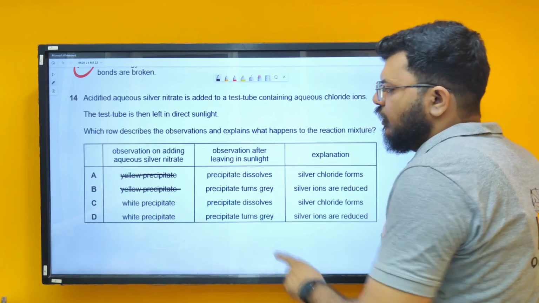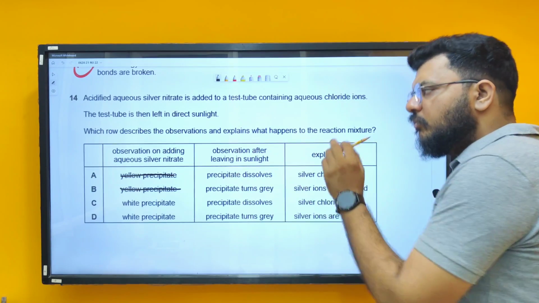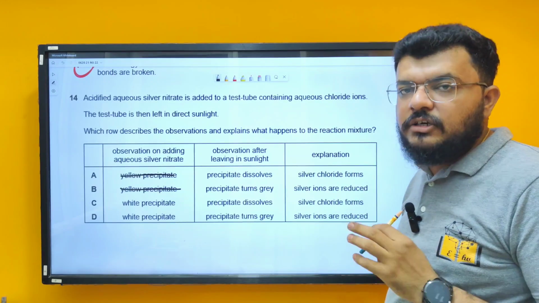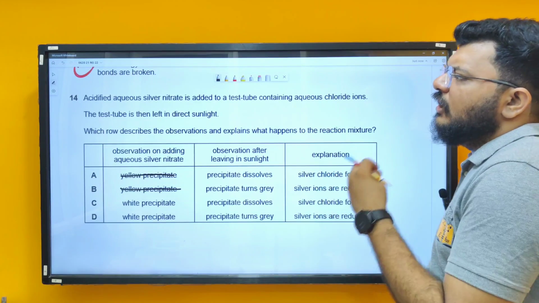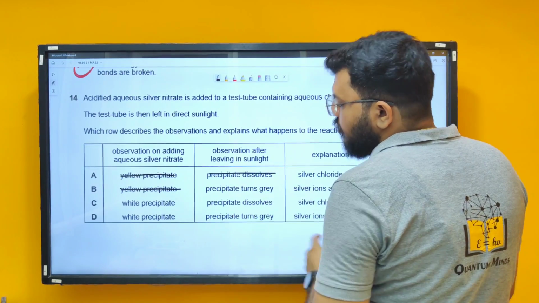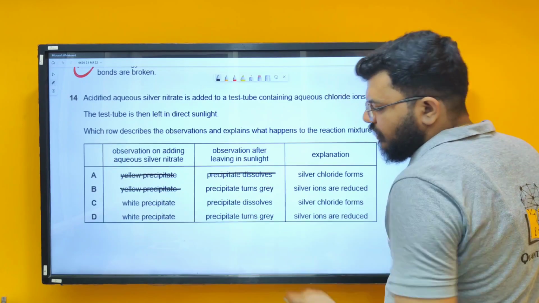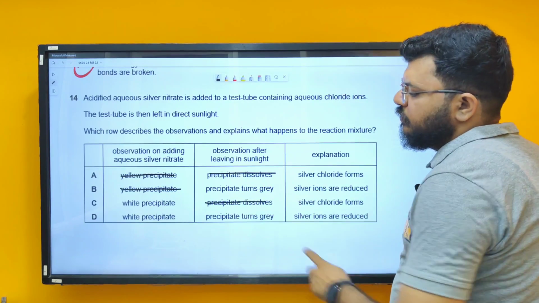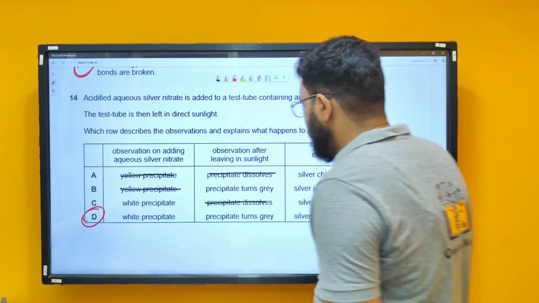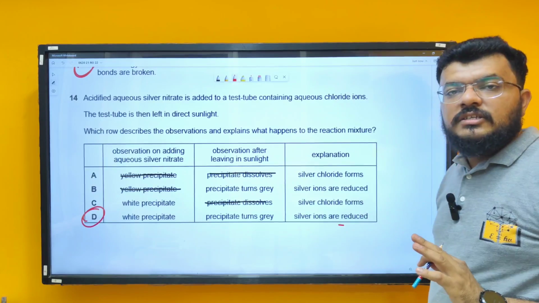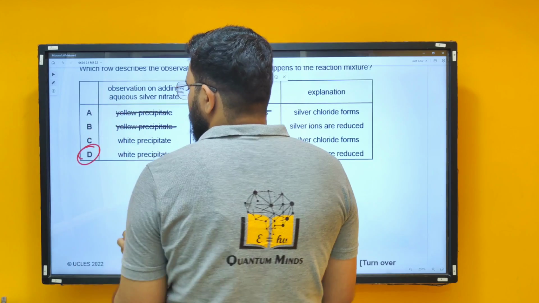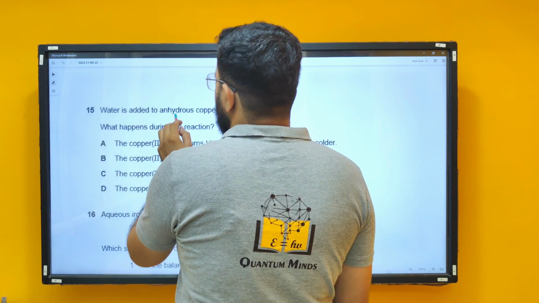Okay, so white precipitate. Observation after leaving in sunlight: because silver gets reduced, you have a silver-colored or gray-colored precipitate forming. So precipitate dissolves, no. Precipitate turns gray, yes, but B is already cancelled. So yes, D is your correct answer, and it also explains that silver ions are reduced. So D is your correct answer. Let's look at the next question.